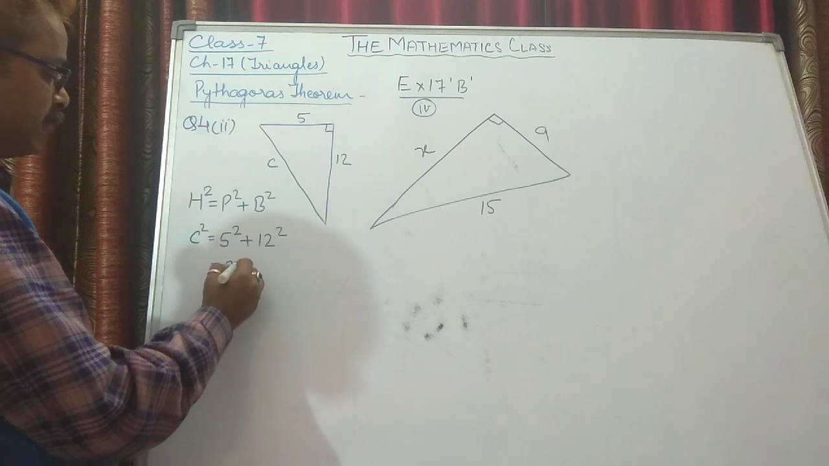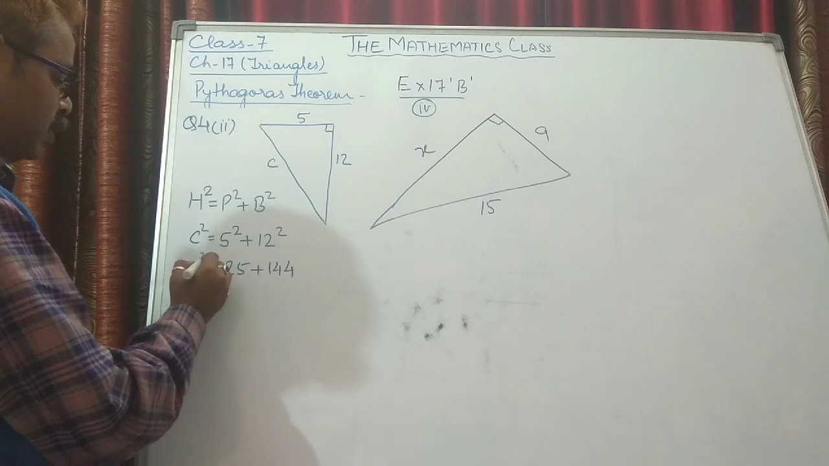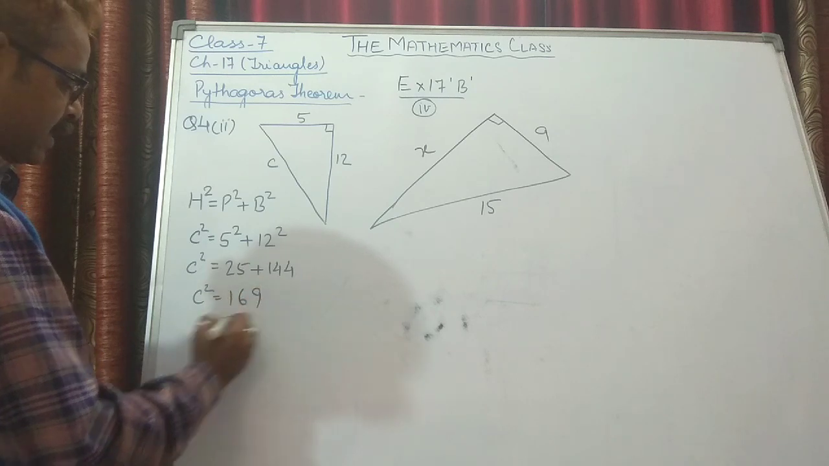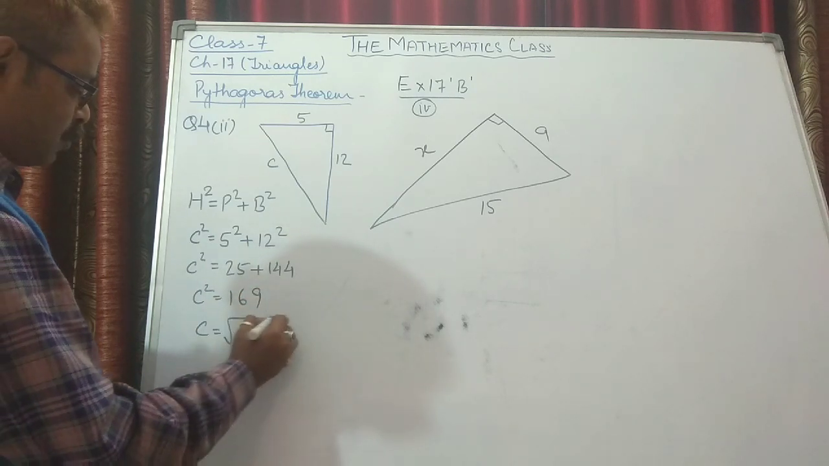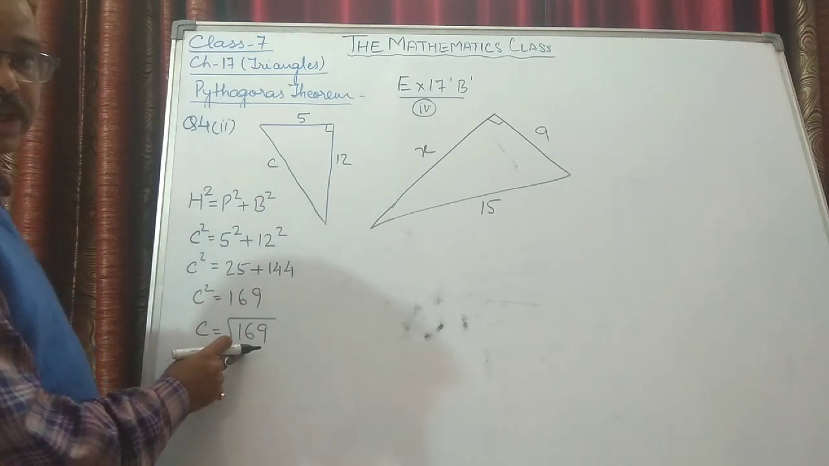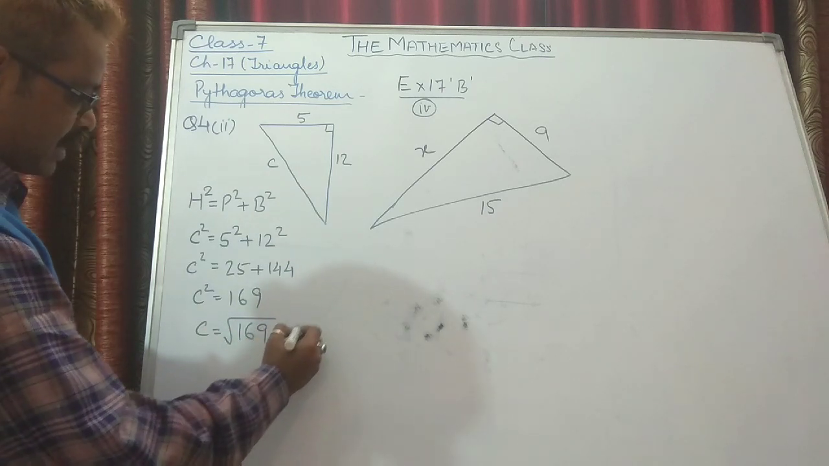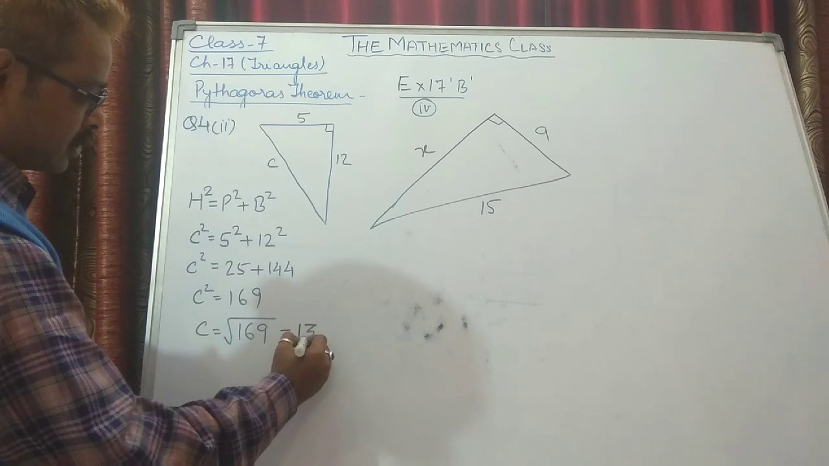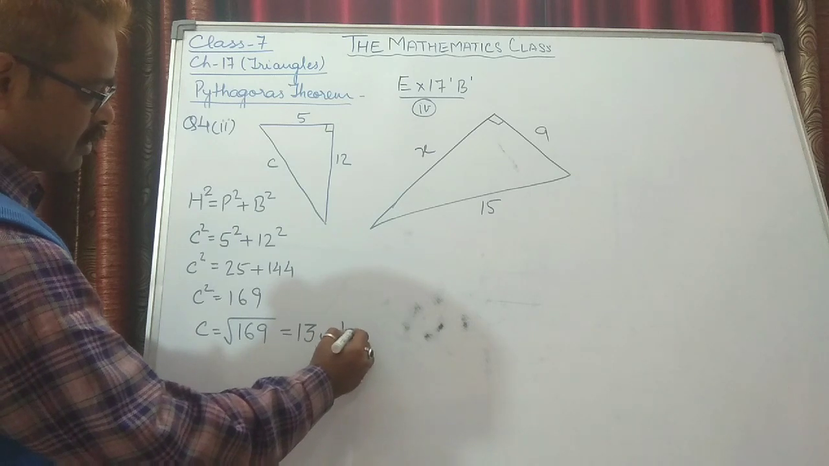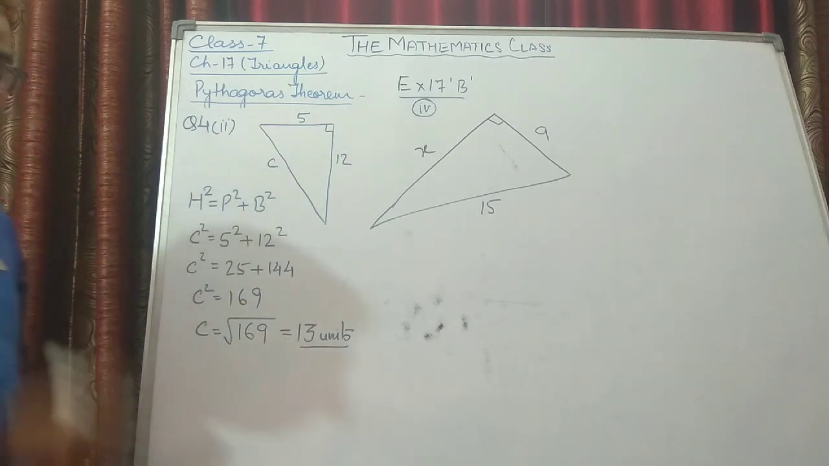So 5 square is 25 and 12 square is 144. 12 into 12 is 144. So C square comes out to be 25 and 144 is 169. So C will be under root 169, and we know that root of 169 is 13, or you can check, multiply 13 into 13, you will get 169. So the value of the other side or the third side is 13 units or 13 centimeter, whatever is the unit given. This is the value. This is how we calculate the value of C or the variable.